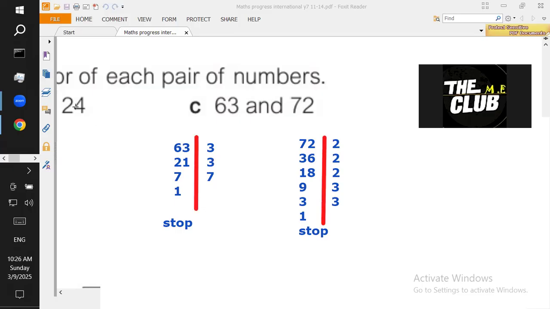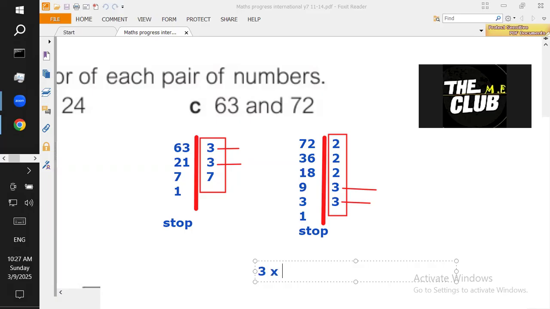Now, I take a look at the prime numbers I got, this group and this group, and then I take the ones in common. So I have a 3 here and a 3 here, and then a 3 here and a 3 here. Each two in common, I take one of them. So these two threes, I take one of them, and this, I take one of them, and multiply them by each other. So 3 times 3 will equal 9. So 9 is the highest common factor between these two numbers. Now let's move on to the next question.